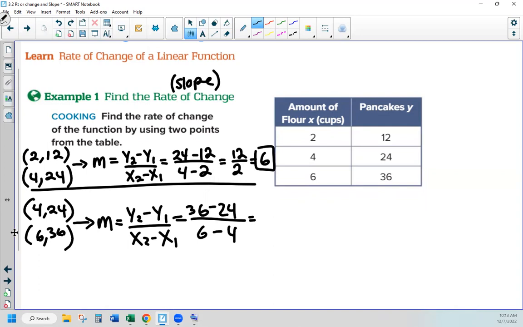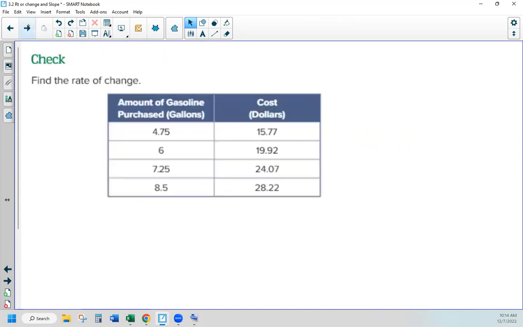What do I get here? 36 minus 24 is 12. 6 minus 4 is 2. Look at what we got: 12 divided by 2 again, which once again gives us 6. There it is. Now, the question didn't ask us to do it multiple times. We did it twice just to show that it is the same line, therefore it has the same slope. If you have points that are on the same line, it will generate the same slope. There's no reason why the same line will have a different steepness, right? Steepness is how much the line is tilting. All right, go ahead and pause this right now and check your work.